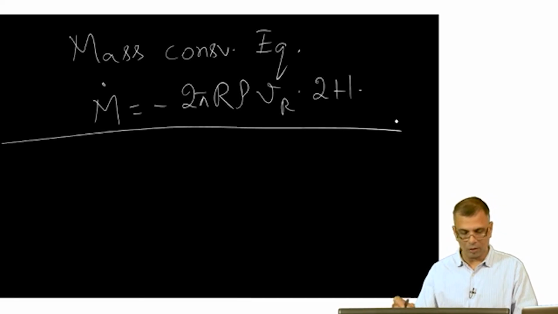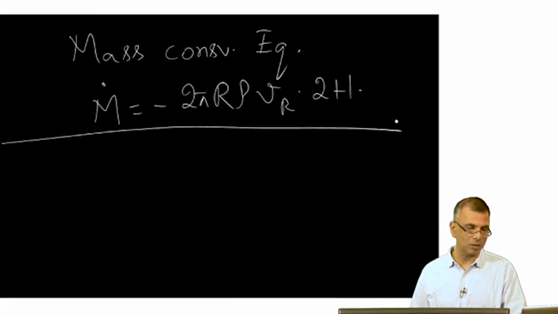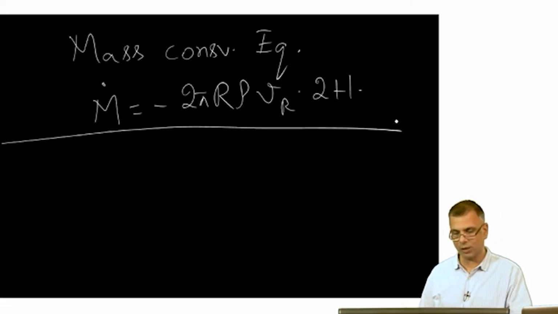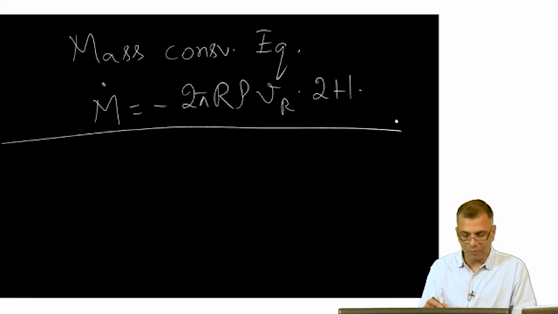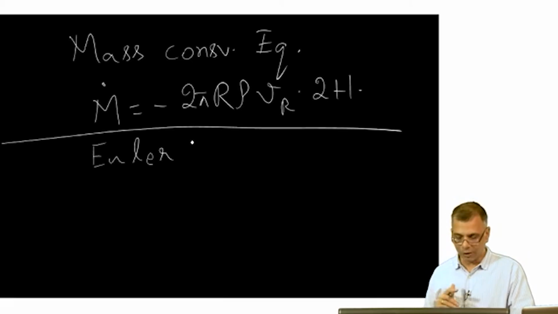Okay. So, we are done with our discussion of mass conservation, and now let us look at the momentum conservation equation. In general, we look at the Euler equation. In other words, we neglect viscosity. For the time being, let us just proceed with this.